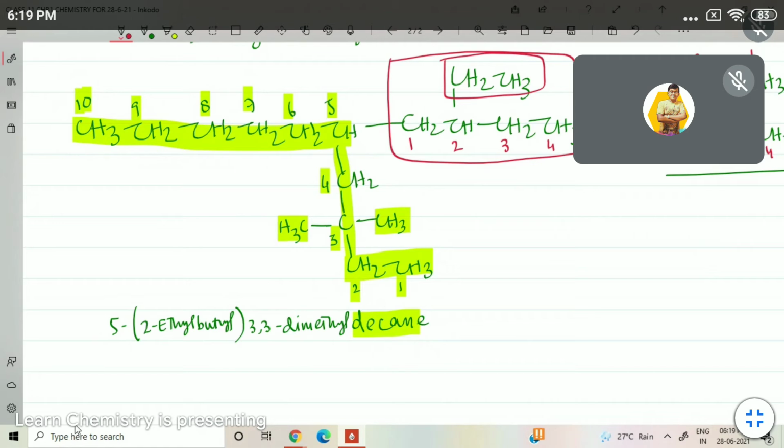So that is why I have written 2-ethyl, and this entire group is butyl, because in the main chain you have got 4 carbons. So it has to be a butane, and if you write this as a group, you will write butyl. So 2-ethyl butyl is the name of the group, and this group is attached with the fifth carbon atom. So that is why 5-(2-ethyl butyl)-3,3-dimethyl decane. Understood?